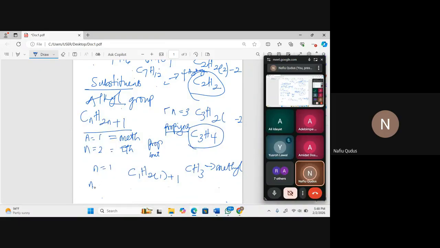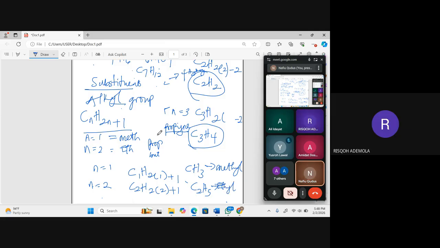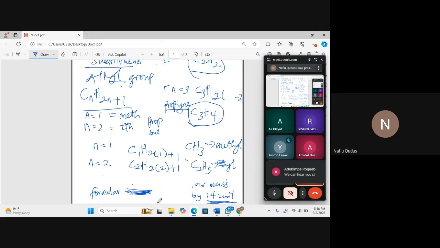So when n equals 2, what do we have? We have C2, H2 into bracket 2 plus 1. 2 times 2 is 4, 4 plus 1 is 5. What will now be our formula? C2H5. The name for this, number 2, is called ethyl.